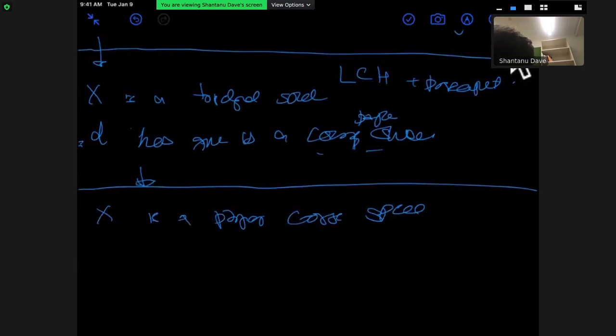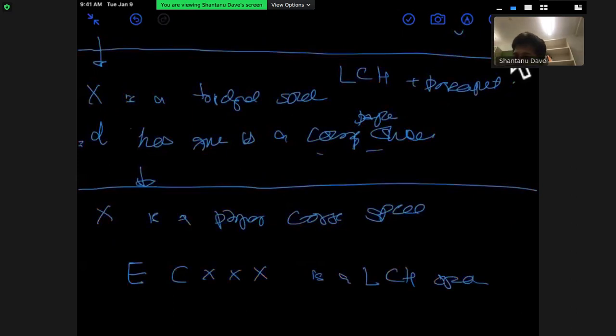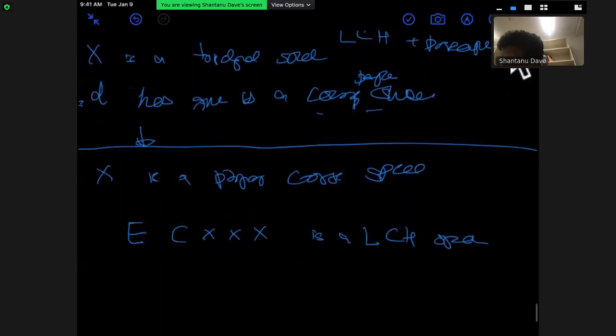So now if this is true, then each of these sets E contained in X cross X is a locally compact Hausdorff space, right? By definition, because you're taking a subspace of a locally compact Hausdorff space. And I can think of then functions that vanish at infinity on E.